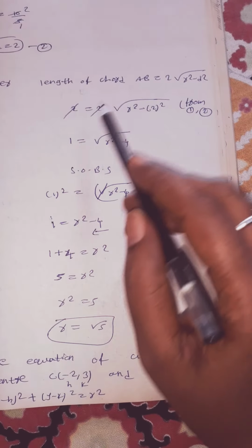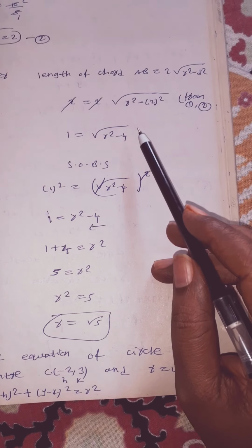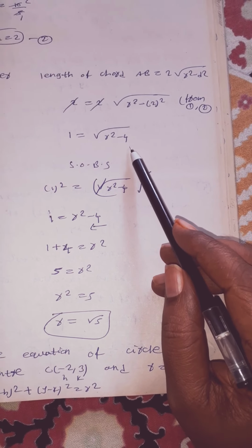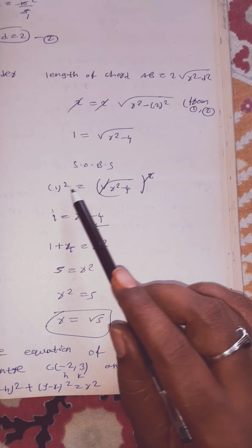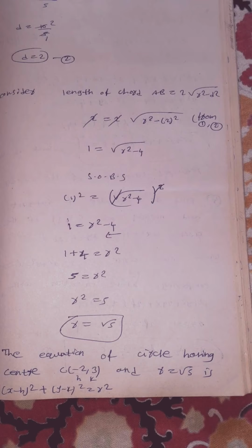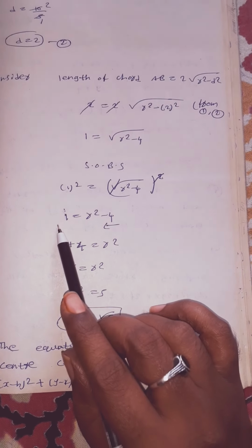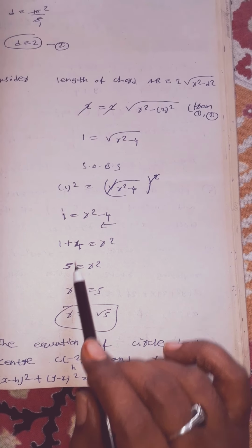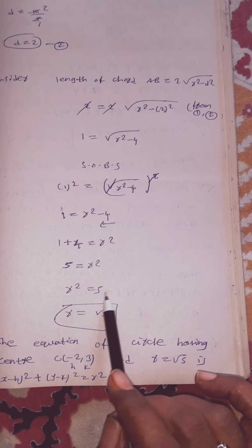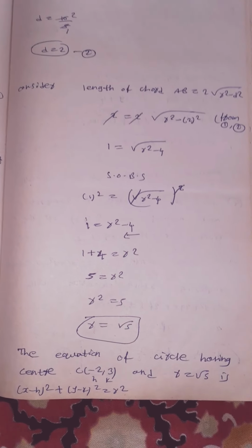After that you should find the equation of the circle. So 2 cancels, children. So r square minus 4. To remove the square root, we have to do squaring on both sides. So 1 square equal to root r square minus 4 whole square. Square root cancels, children. So sending this to the other side, it will become plus. So 5 equal to r square, r square equal to 5, r equal to root 5, children.